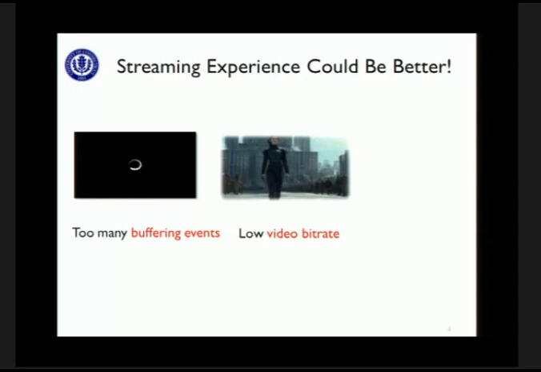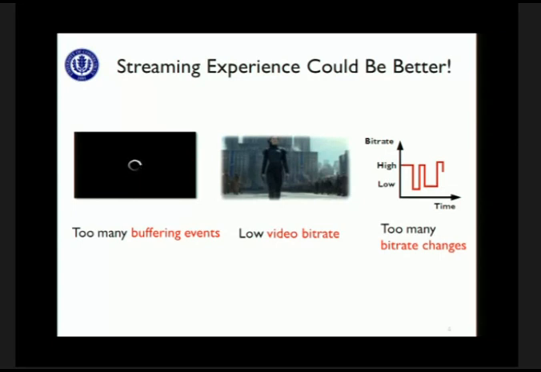The quality could be low video bitrate. That's another major problem. And also, if you start changing your bit rates too much, your quality of experience is going to be really bad. That's like having your controller changing all the time. So you would like to minimize the bit rate changes. So those are the three major things. And of course, you also want to not use too much of your data from your data plan. And also, the network bandwidth estimate could be in serious error.